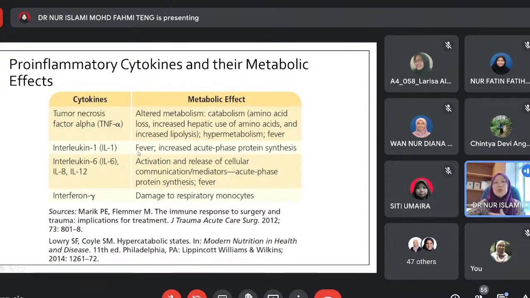This is due to increased acute phase protein synthesis. When there's an increase in IL-6, IL-8, IL-12, this is the activation and release of cellular communication mediators. So the patient might experience fever as well, and interferon, it will damage the respiratory monocyte. This is all we anticipate when we observe an increase in the pro-inflammatory cytokines.